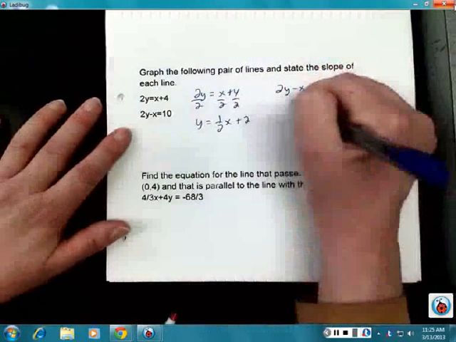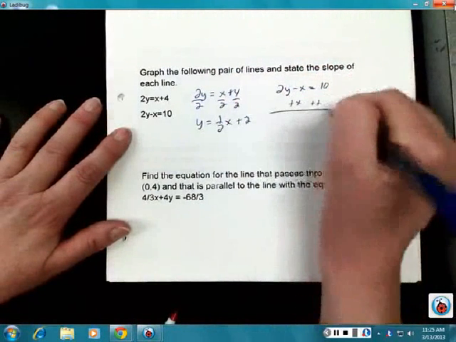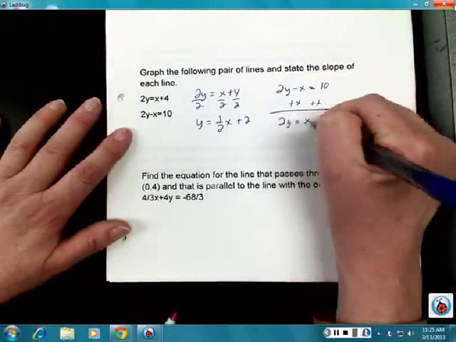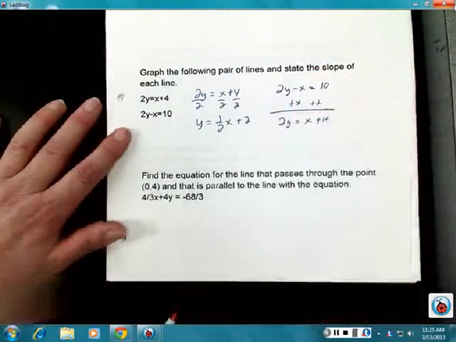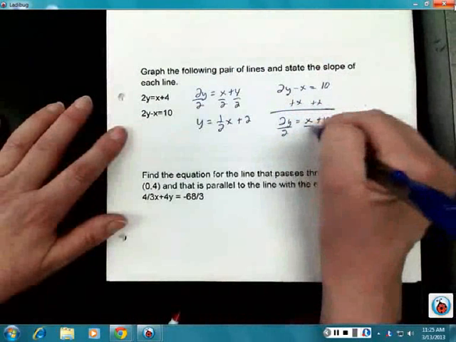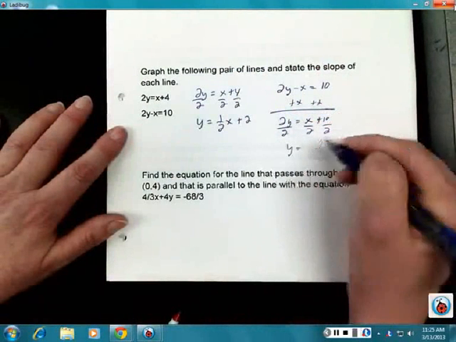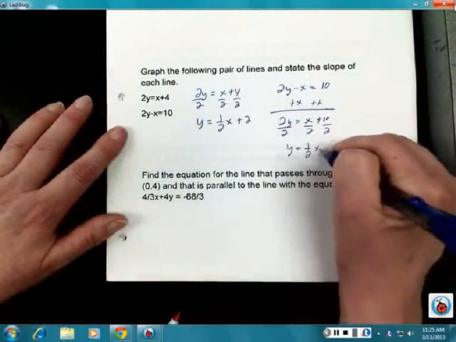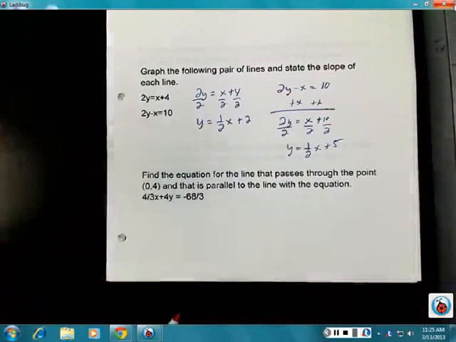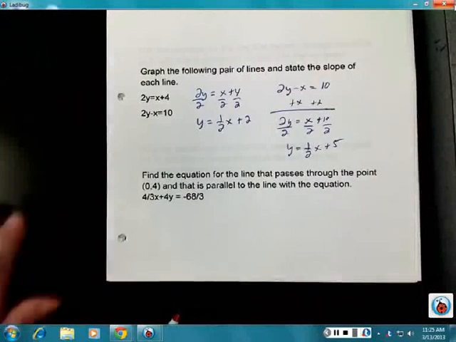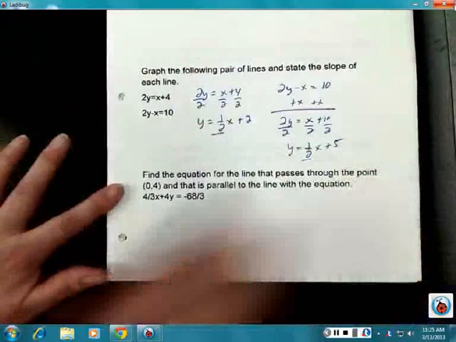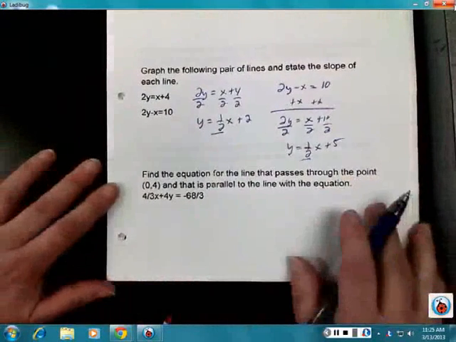So I'm going to add x. Gives me 2y equals x plus 10. Divide by 2. y is going to equal 1/2 x plus 5. And what do I know about those two? If I just look at them, they're parallel. Yep, same slope of a half, which makes them two parallel lines.